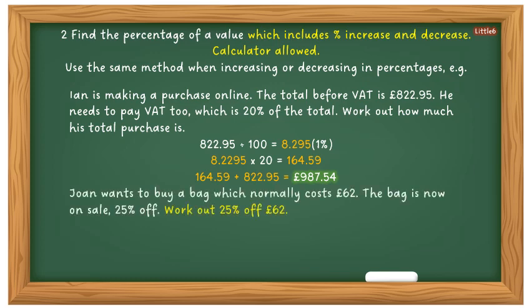Now Joe wants to buy a bag which normally costs £62. The bag is now on sale for 25% off. Work out 25% off 62. Again, same as before, 62 divided by 100 gets the value of 1%, which is 0.62. We want to find the value of 25%, so we multiply it by 25. That gives you £15.50. You then take that £15.50 off the original £62, and that tells you that the new value of the bag at the sale price is £46.50.